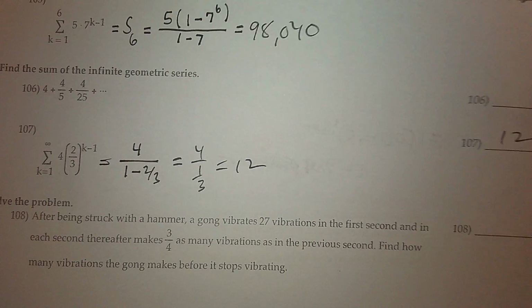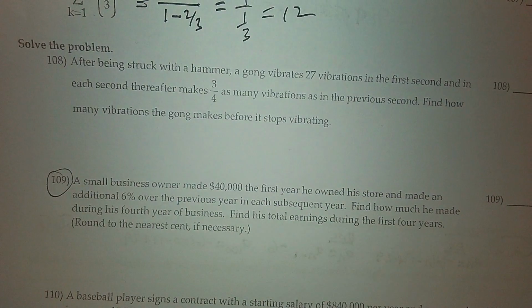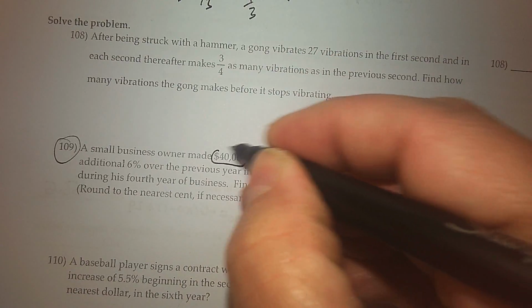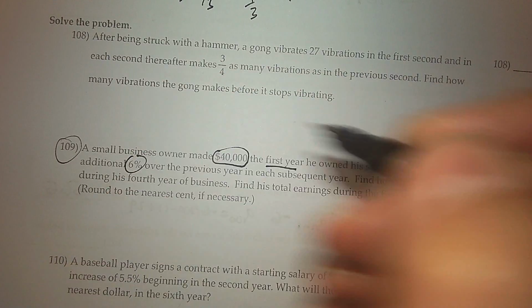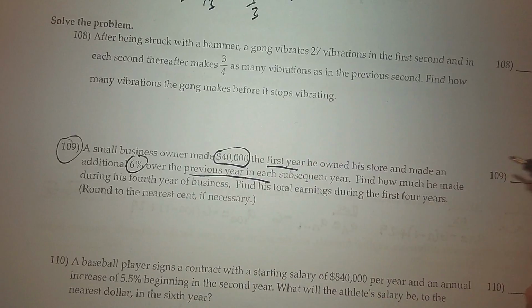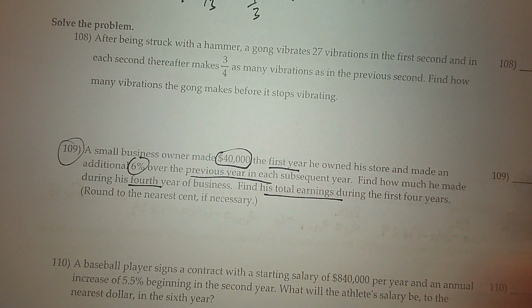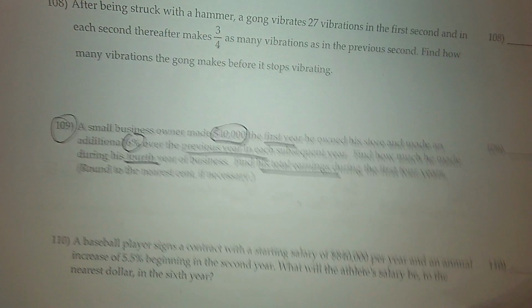All right, let's do some stories. 2 stories and we're done. A small business owner made $40,000 in the first year and made an additional 6% over the previous year's sales. Find how much he made during his 4th year. Find his total earnings. Is this a geometric story or an arithmetic story?